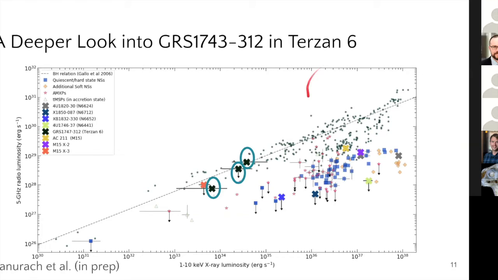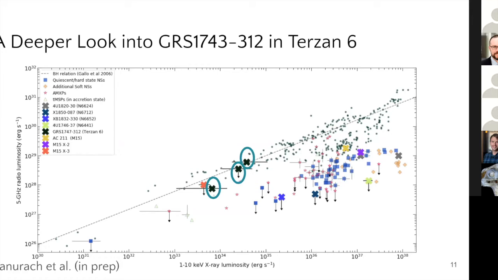These are the black X's, and this is GRS 1743-312 in Terzan 6. So this source is one of the transients that we caught in our survey, and this shows regular outbursts about every 6 months. And we were fortunate enough to have 3 quasi-simultaneous observations that showed different behaviors at every observation.